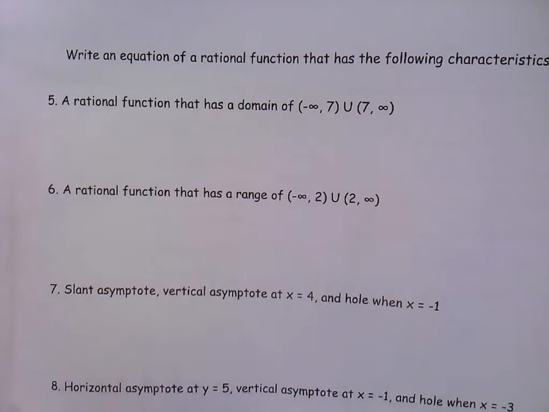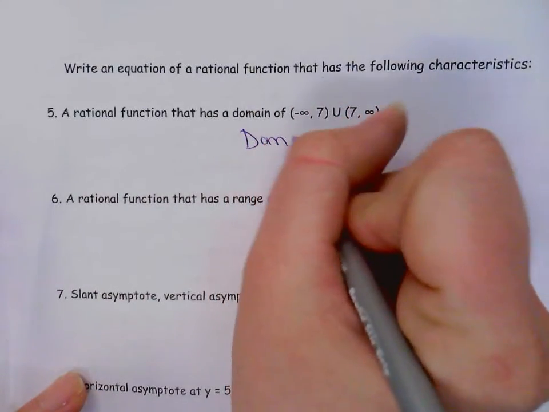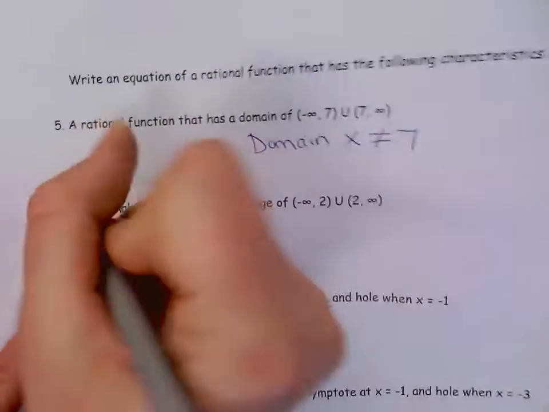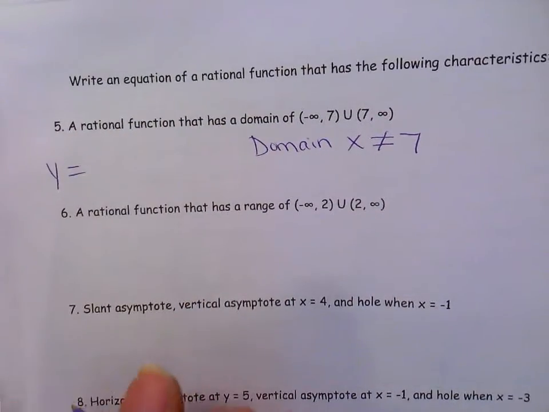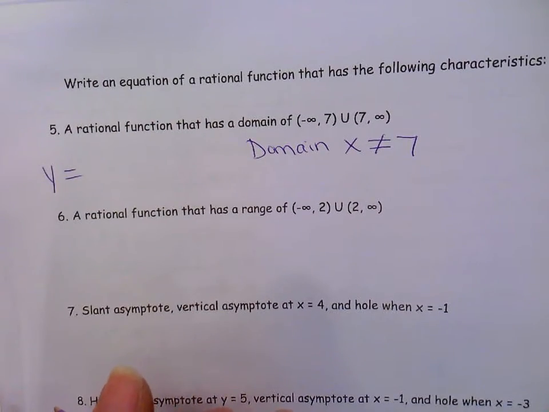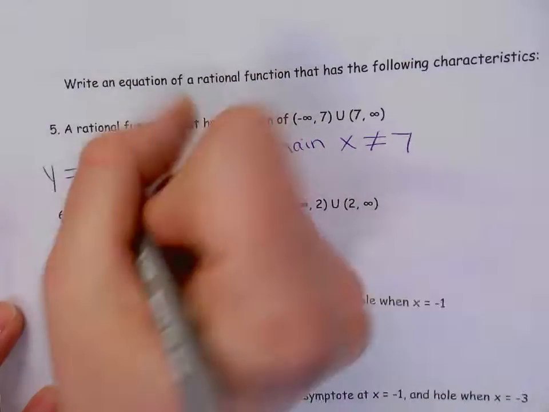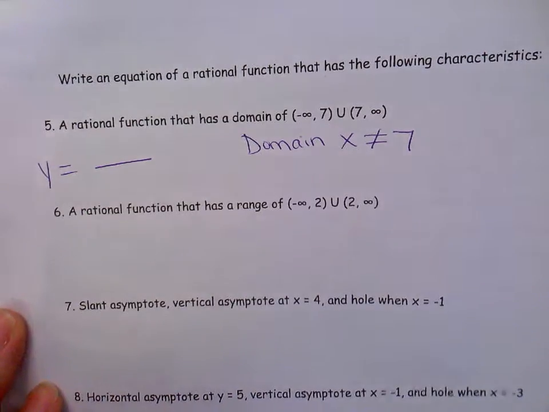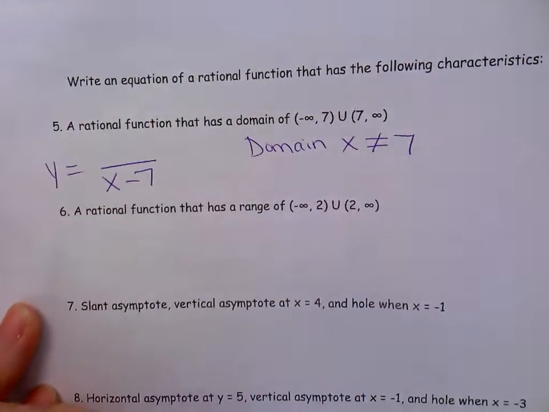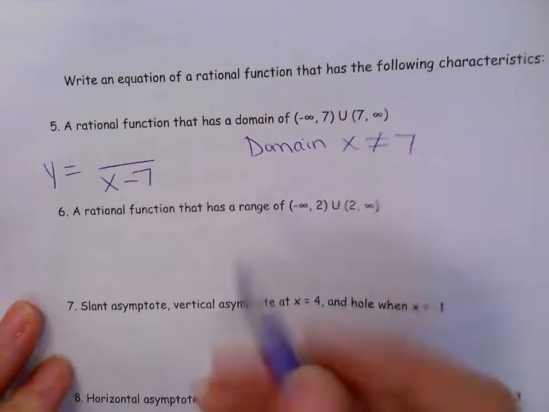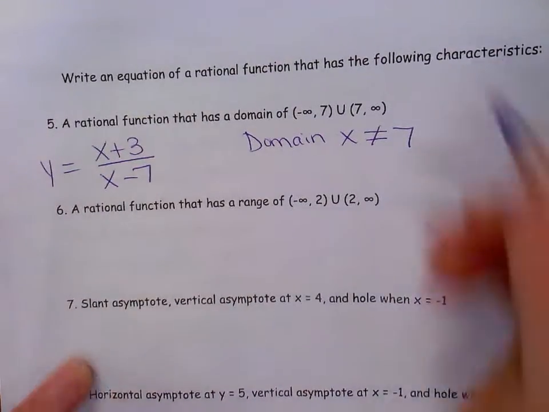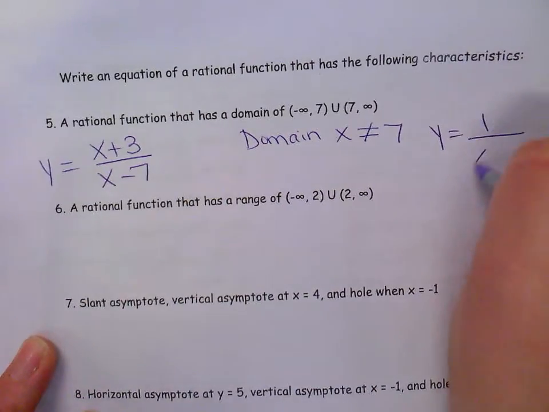How can I write a rational function that has a domain where x can never be 7? Give me an example. What factor would have to be in the denominator so that when you plug in 7, it gives you 0? You've got to have anything that has x minus 7 in the denominator. You could put x plus 3 in the numerator if you wanted to. You could put 1 over x minus 7.